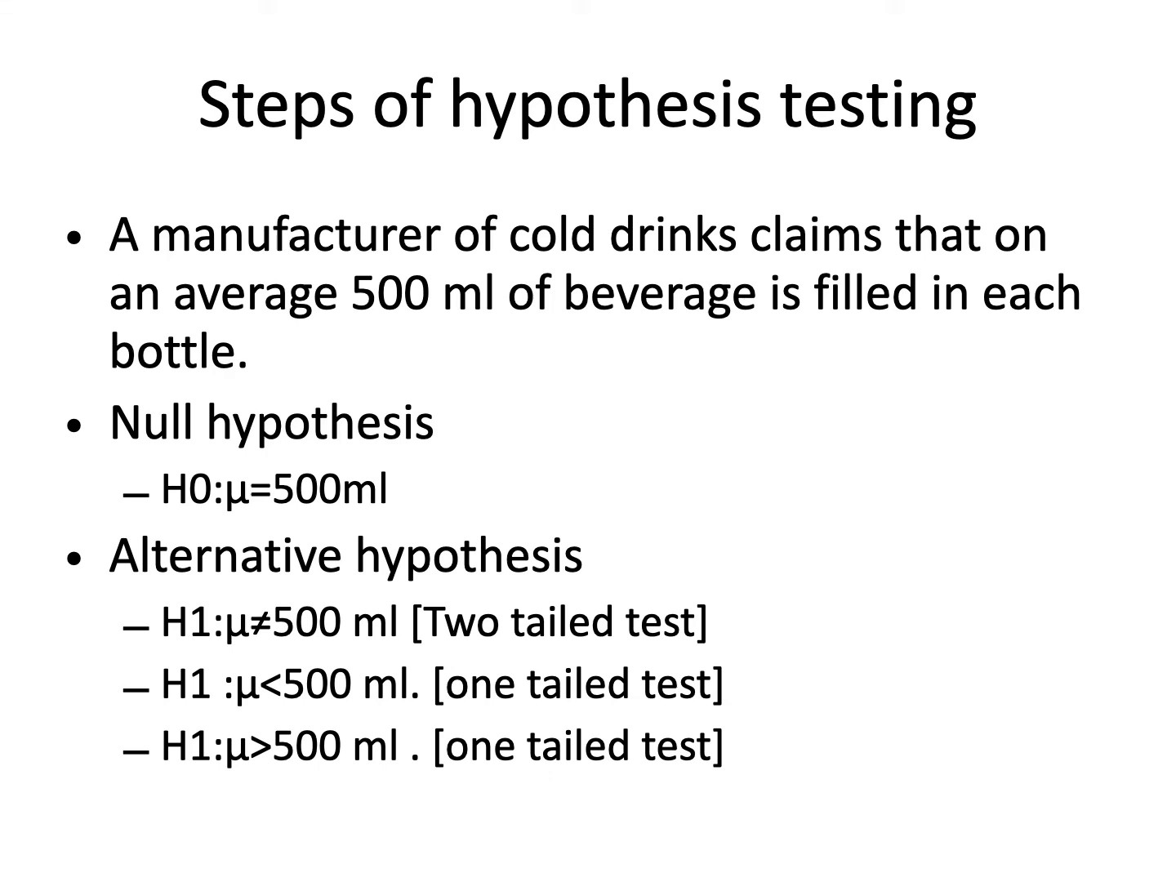Okay, let's see an example. Suppose a manufacturer of cold drinks claims that on average 500 milliliters of beverage is filled in each bottle, and here the manufacturer claims that the bottle is filled with 500 ml of beverage. It is a claim about the parameter, and here the parameter is the average beverage that is filled in the bottle.